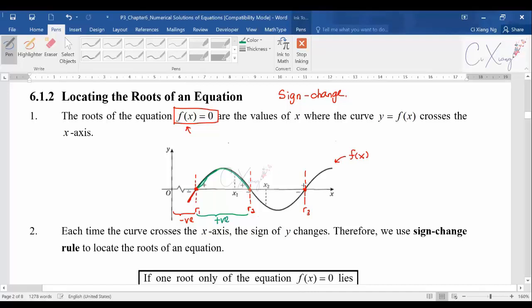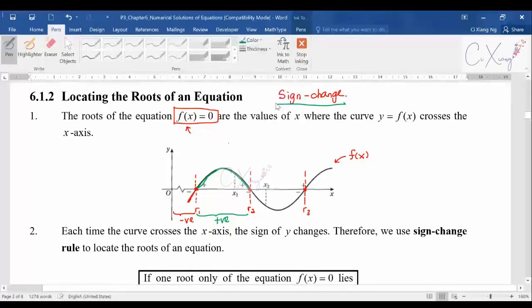So when you substitute a value before root number 1, the value for f(x) is negative. But if you substitute any value of x after root number 1 into f(x), then you will see that f(x) is a positive value. From the graph, you can see it is above the axis. The values before the root and after the root have different signs. Therefore, we call it a sign change.